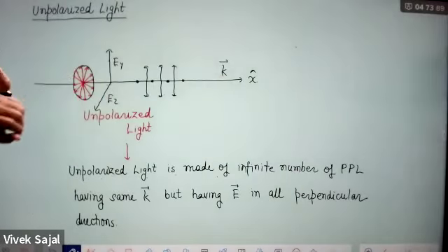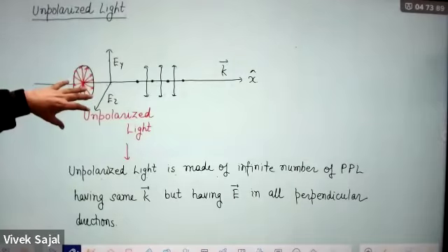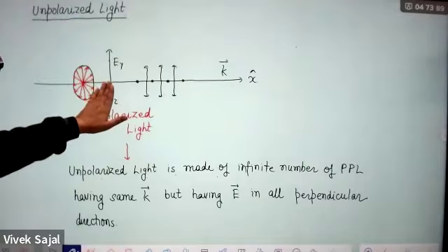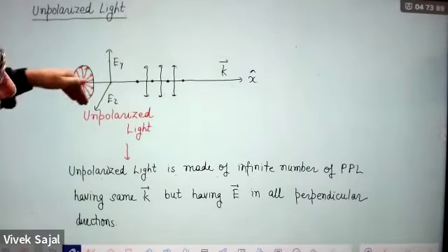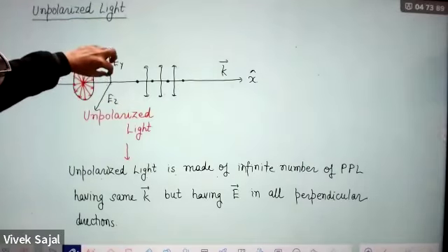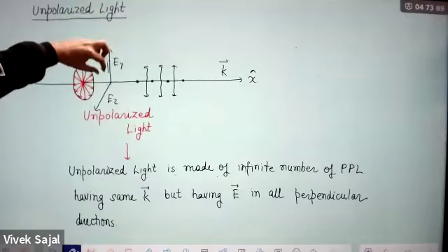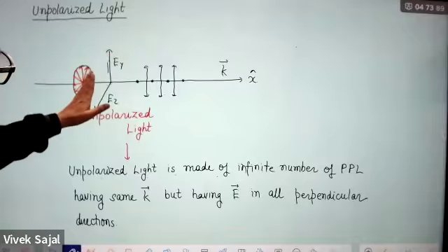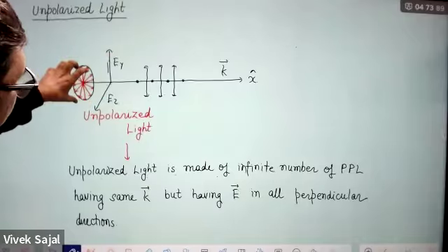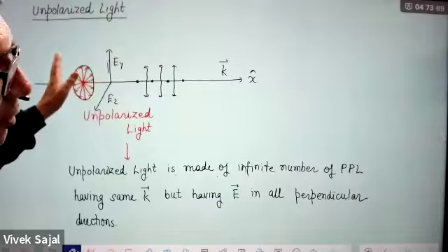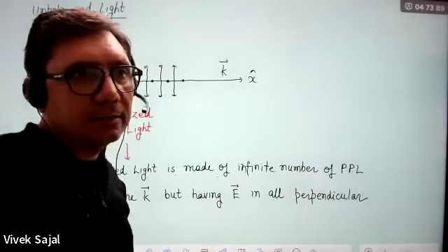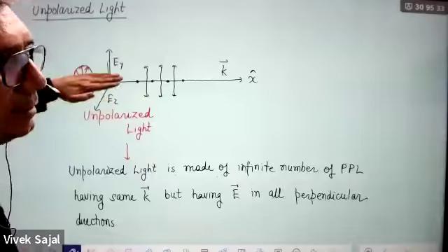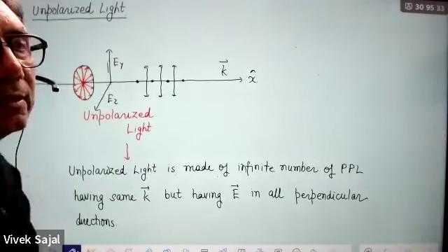Electric vectors are in different directions, so if I resolve all these electric vectors, okay, I can resolve all of them along this y and z. So here this is the sum of electric vectors in the y direction. This will be the sum of electric vectors in the z direction. So you can write this unpolarized light as the superposition of two plane polarized lights. One has all the electric vectors in y, the other in z. Okay?